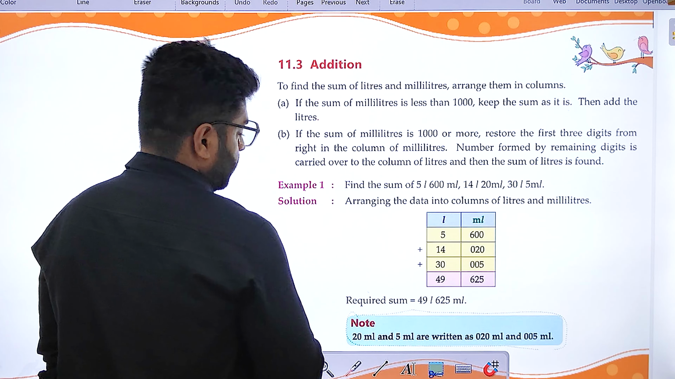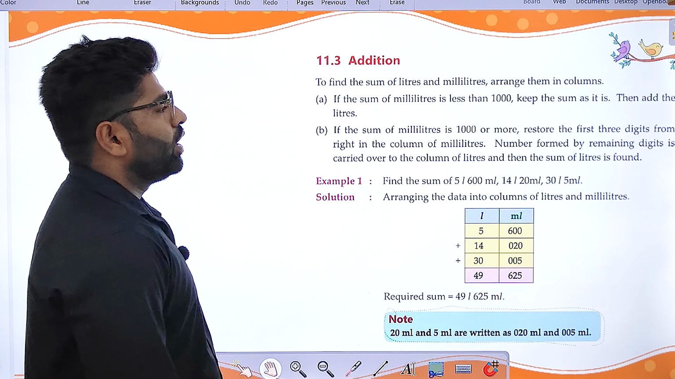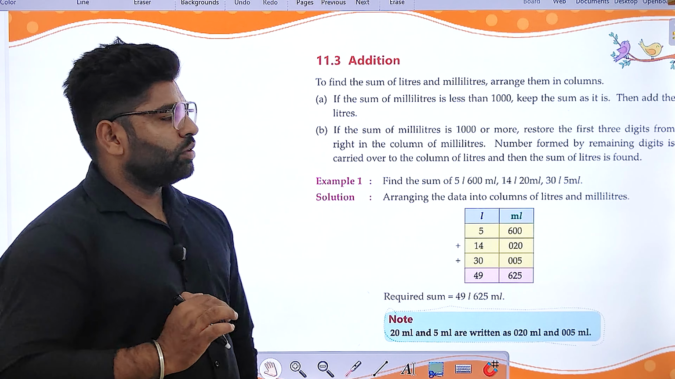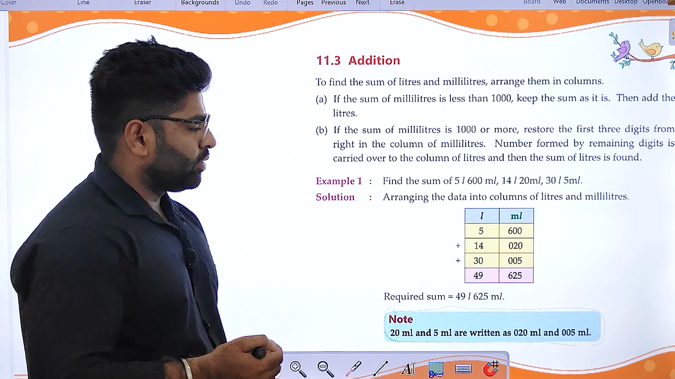Now we are having addition of units. Here we are going to just add them. The first method is to convert them, add them, and convert them back into the original unit. The second method is to add the same unit with the same unit, just like milliliter in milliliter and liter in liter.